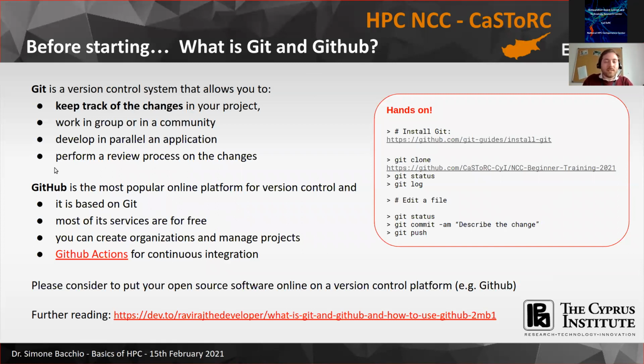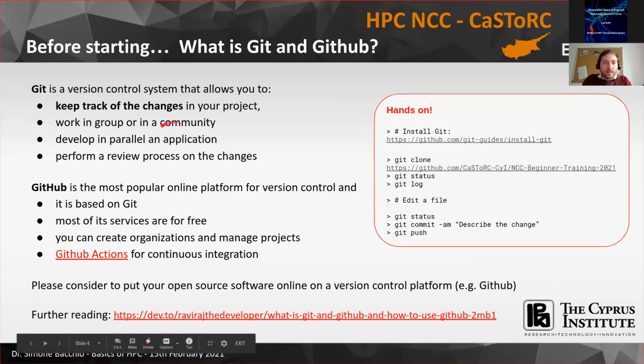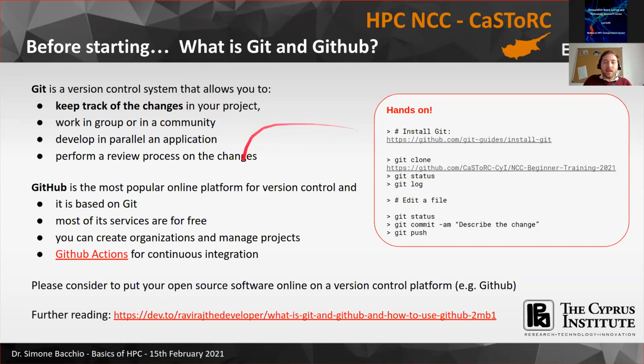To introduce it formally, it is based on Git. Git is a version control system. Version control means it's software that allows you to keep track of changes that happen in your project. It's online, so it allows you to work in a community. You can work in groups and teams on the same application, split your project in parallel into different sessions, and then merge everything together and have a review process on it.